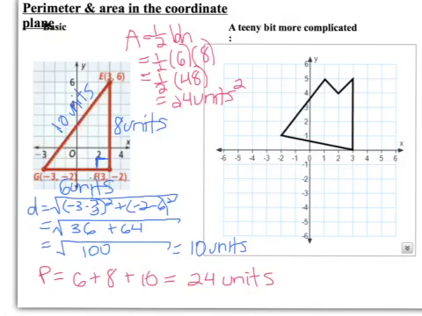Now the next example is a teeny bit more complicated because this isn't a shape that we know how to find the area of. There are certain circumstances where you can break it apart and find the area of each piece and add it together, but a simpler way to do this is to outline the shape in a square or a rectangle.